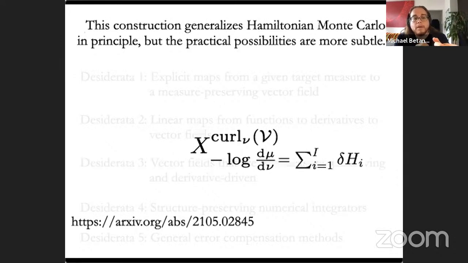So a lot of this work has yet to be published, but a lot of the basics of it are in this arXiv paper if you want to check it out. Again, I'm happy to chat about any of it in the Slack.